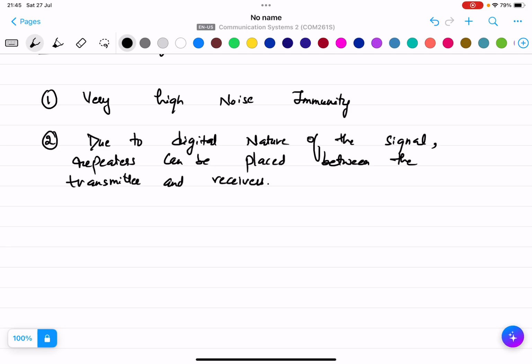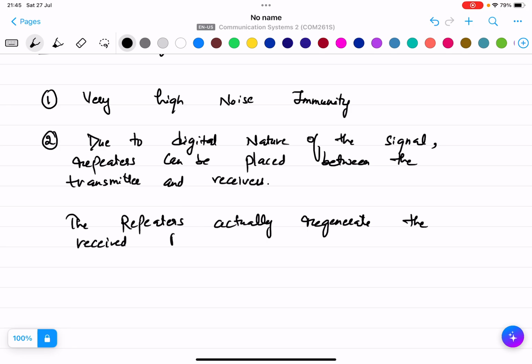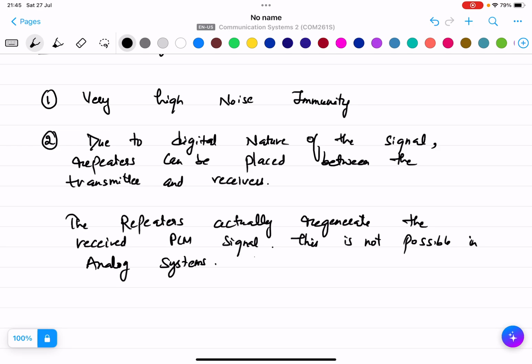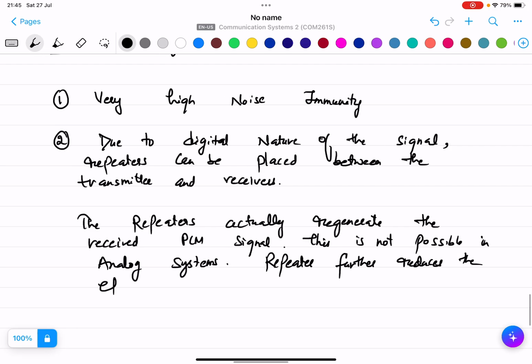So what is the function of repeaters? The repeaters regenerate the received PCM signal. This is not possible in analog systems. The repeater further reduces the effect of noise. So this is the function of the repeater.